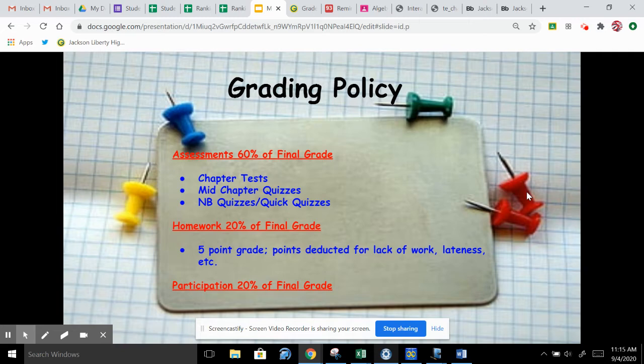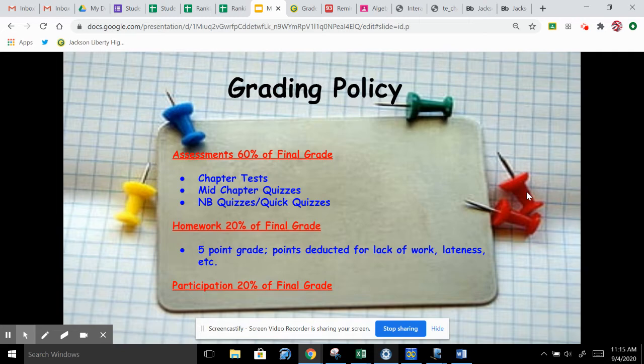As far as notebook quizzes and quick quizzes, those are going to be in person, maybe on the spot. If you're taking good notes, these shouldn't be an issue. These are usually open note quizzes based on definitions, examples, things we've gone over in class. Those should be easy A's. So if I give you those, you should actually be thanking me, because those are gifts.